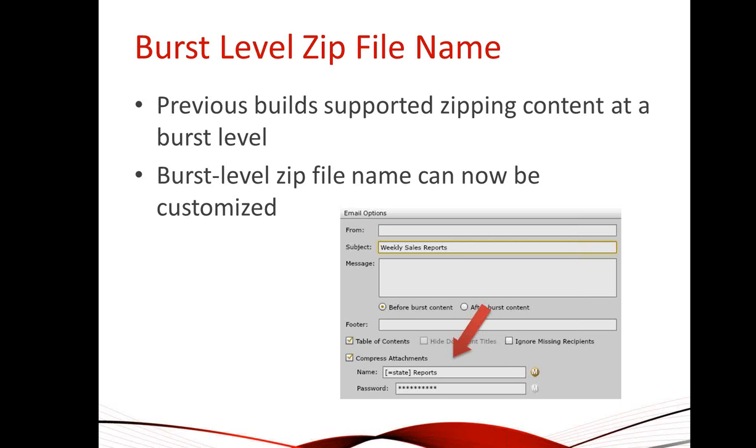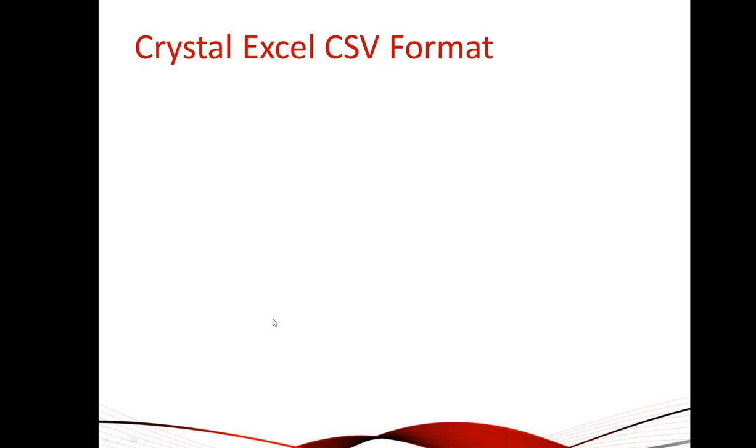The only thing that was missing there was the ability to customize the zip name at the burst level, which you've always been able to do at the delivery level. You can now control that zip name here. And that's under the burst properties and the email options section of the burst.